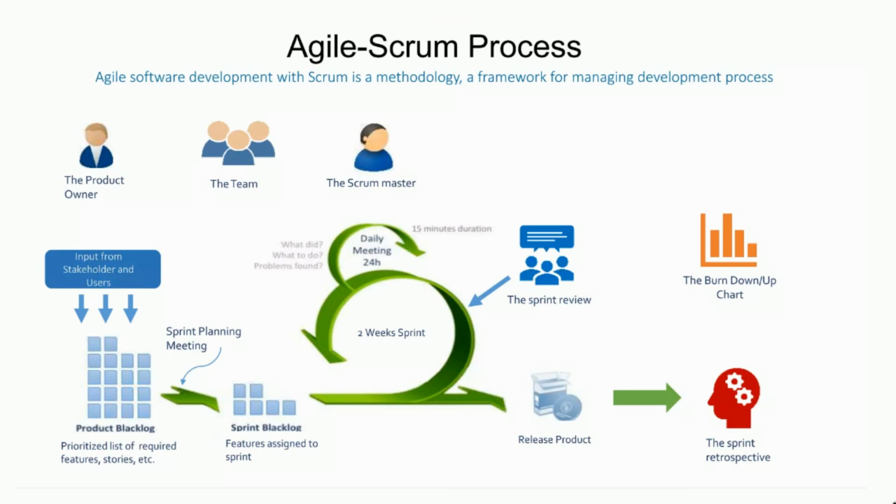We'll start with the product owner. Input from the stakeholders and the users says this is the requirement, and then we start by creating the sprint, the team members and the scrum master. The scrum master prepares the scrums: what we did, what to do, and problems found, and that should be a daily meeting of 15 minutes.